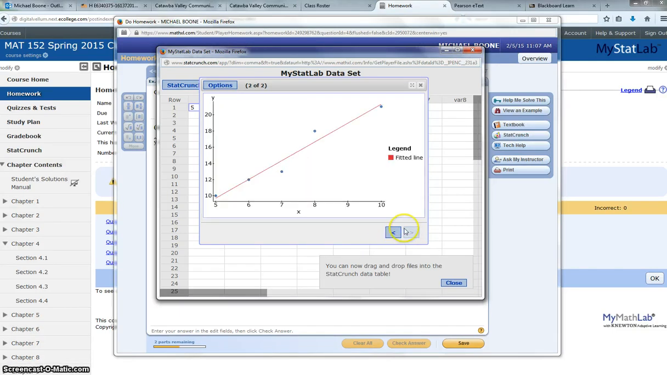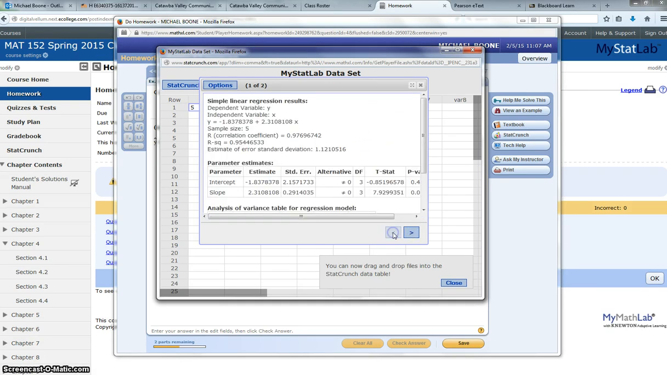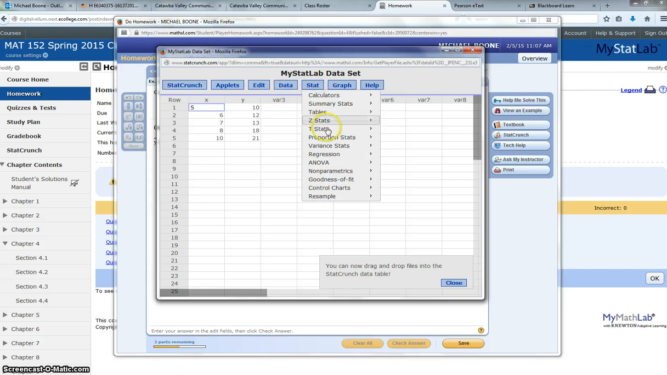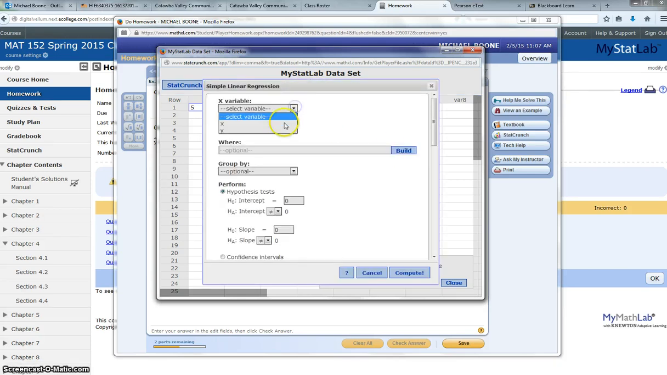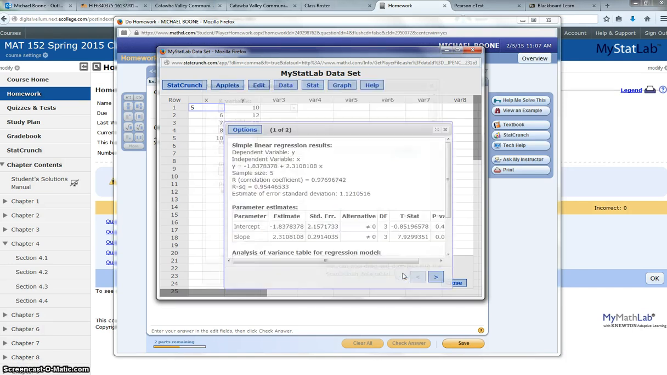Also, I get a picture, so I get a scatter plot of the data and the line that goes through the data the best. So this is our line of best fit. So it gives us some good information just by going to stat, regression, simple linear, and we just have to choose the variables. Again, x is our independent, y is our dependent, and compute.